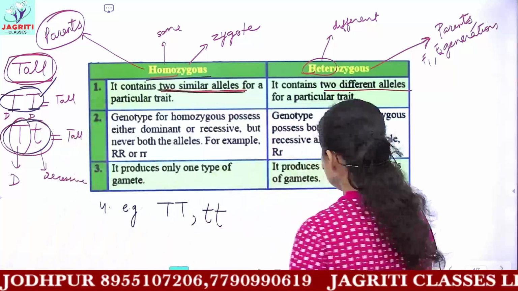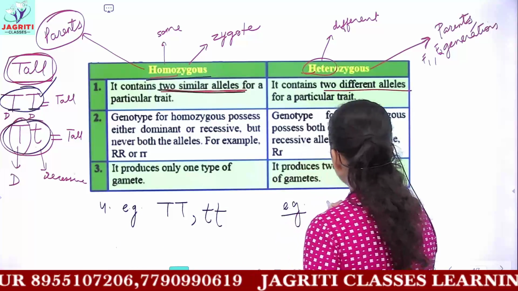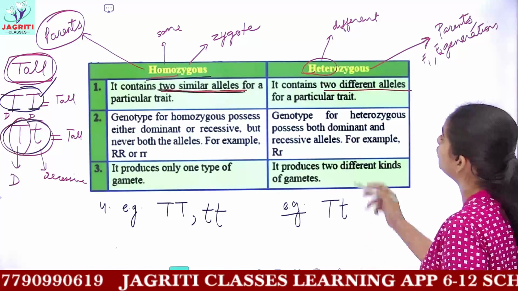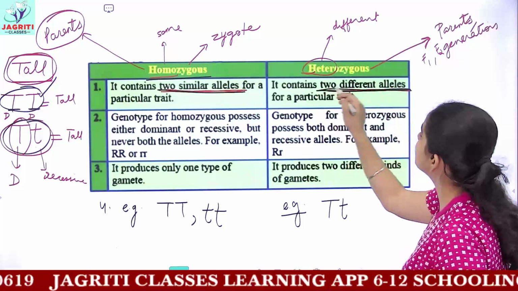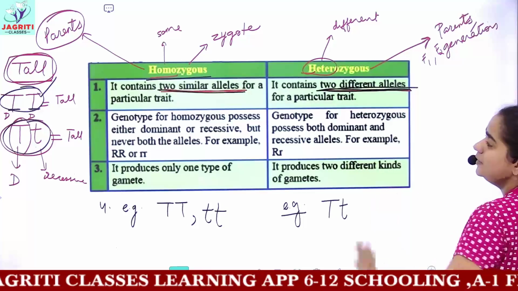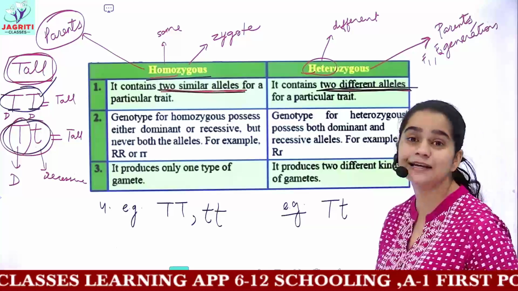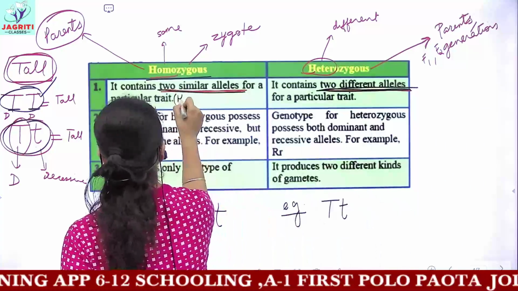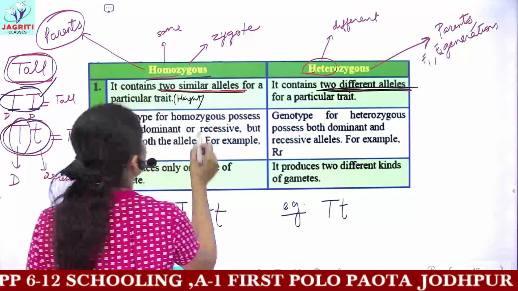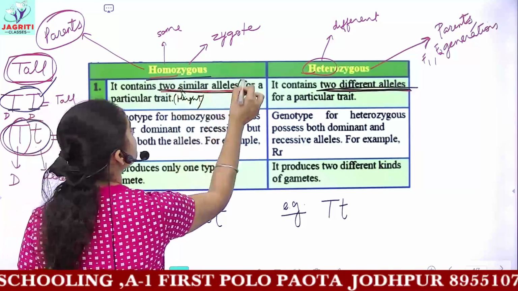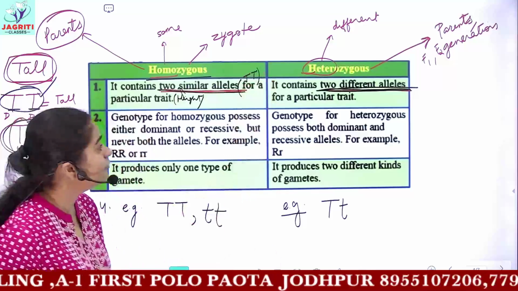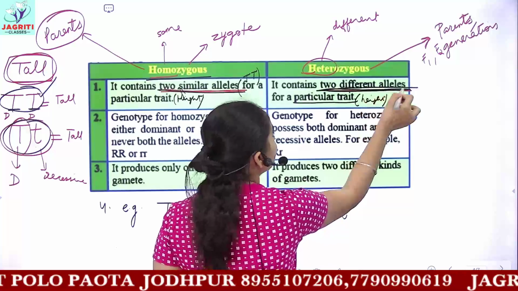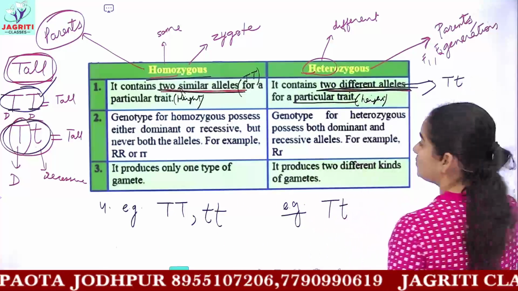Whereas if I talk about the example of heterozygous, then the example would be different alleles, that is, one capital and the next one small. So heterozygous means presence of two different alleles for a single trait. The trait here which we are using is the height of the plant. This height had two similar alleles, which is capital T, whereas in the heterozygous condition, the trait is again the height of the plant, but the different alleles are what? Capital T and small t.